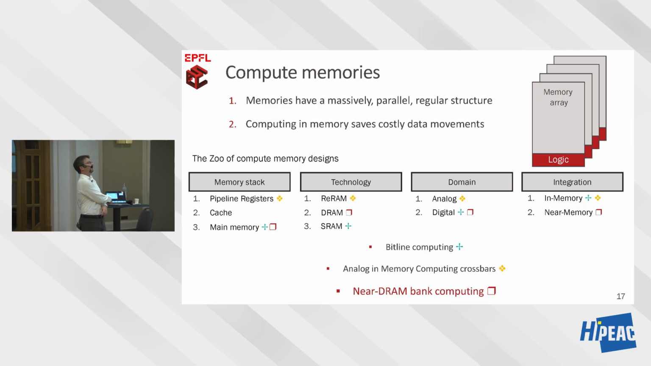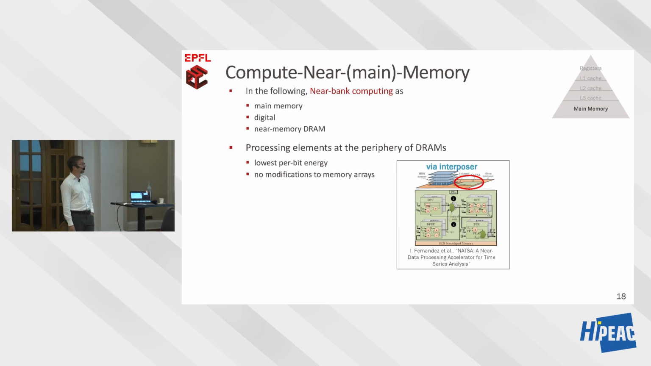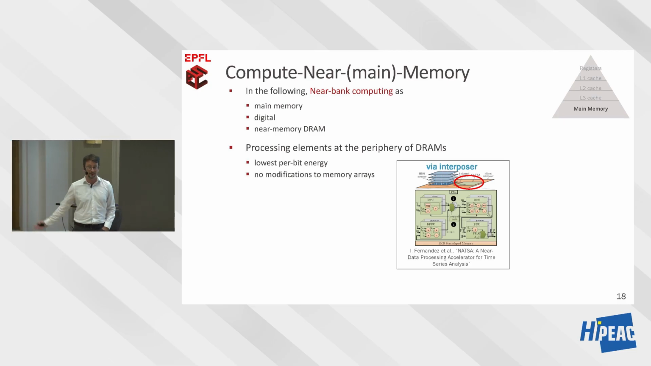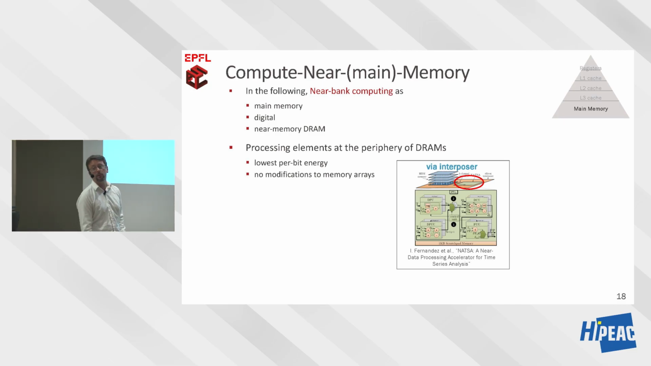Now we have the first implementation of compute memories that I want to cover, which is about near-DRAM computing. So why is computing near the DRAM interesting? Well, basically because this is the densest memory which we have. So if we want to have a massive amount of parallelism and to really minimize data movement, DRAM is a very interesting place to be to do some hardware-software exploration.